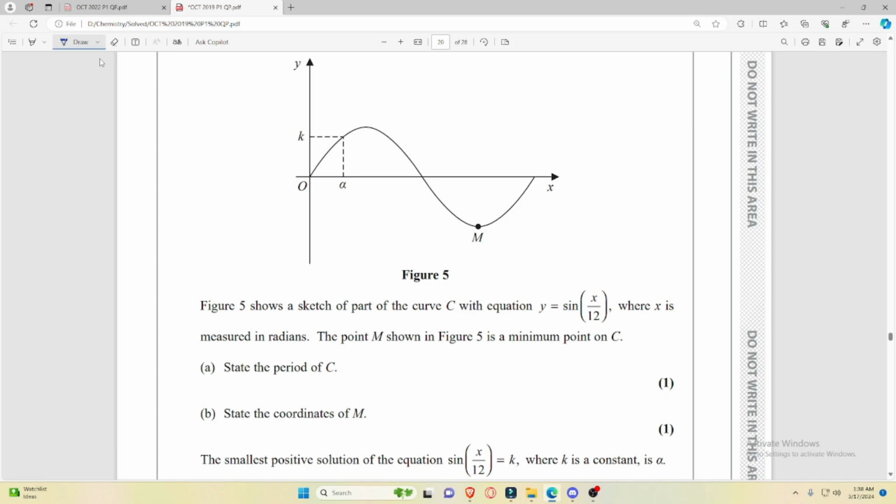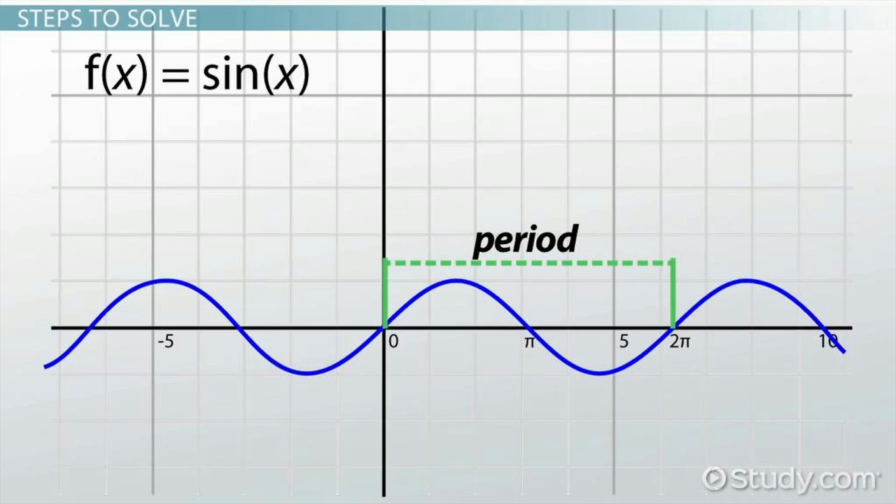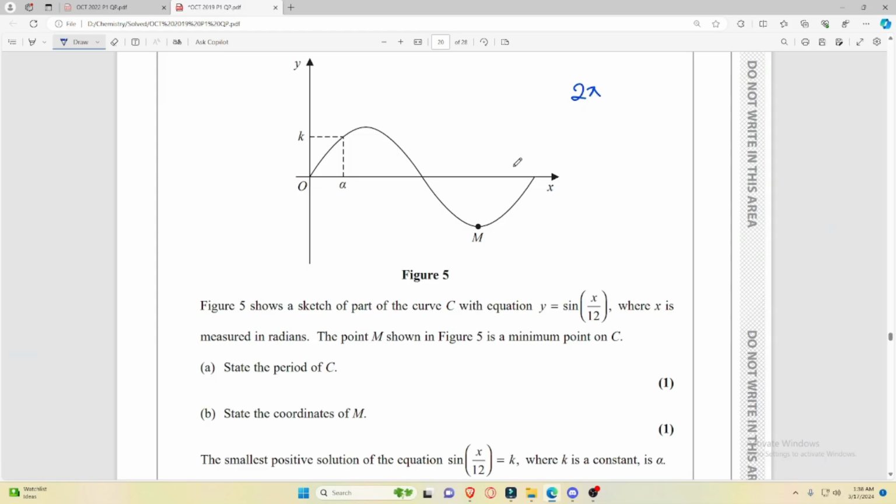Okay, normally a sine curve has a period of 2 pi. That means after every 2 pi there is one cycle completed, or after every 2 pi the same value is repeated. But in here it is not sine x. For sine x the period is 2 pi, but it is sine x by 12. There is a transformation and x is divided by 12, and we know whatever happens with x, the opposite thing happens. So in this case it is divided by 12, so all the x coordinates will be multiplied with 12. It was 2 pi, so it will be 2 times 12 pi, so 24 pi.